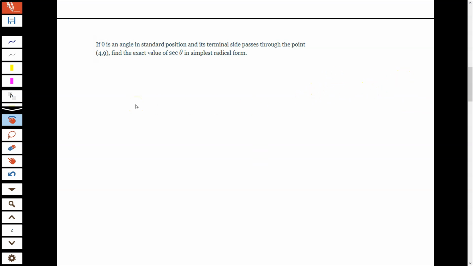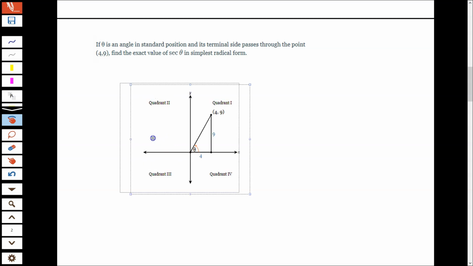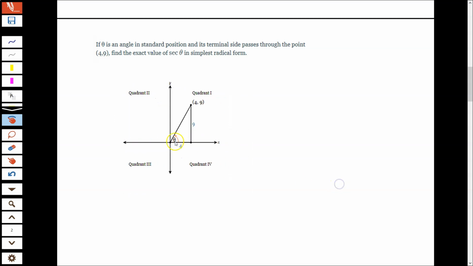We're looking for secant. So here I pulled the drawing off of Delta Math because it's going to be better looking and clearer than any drawing that I make for you. And here that is. So here's what this looks like. So notice we've already labeled the sides.